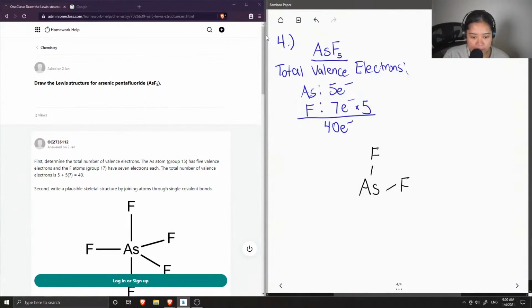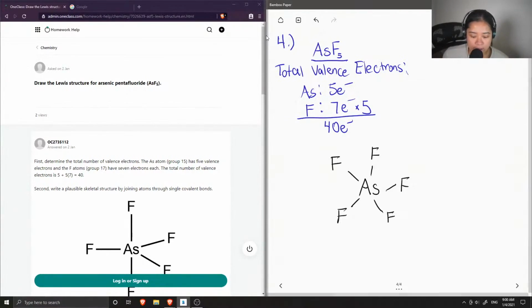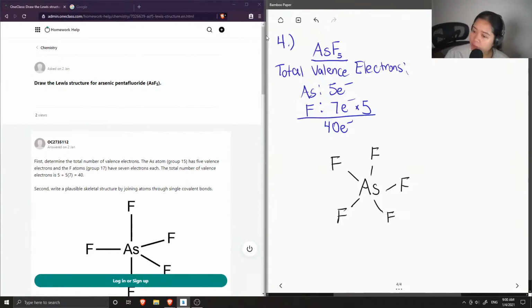Try to make it symmetric. And each has a single bond to arsenic. So each bond contains 2 electrons. So far I've drawn 10 electrons out of the 40. So now I'm just going to draw all the lone pairs on my fluorine atoms. So each fluorine has 3 lone pairs, or 6 electrons in total.